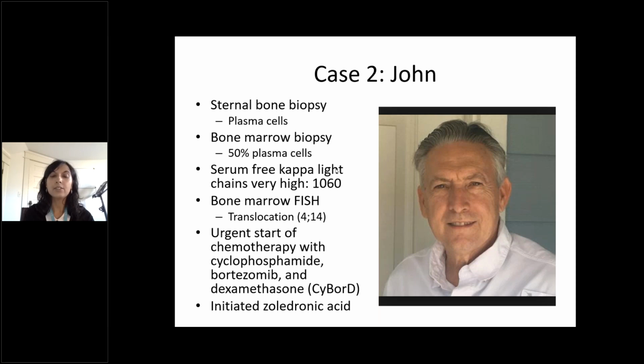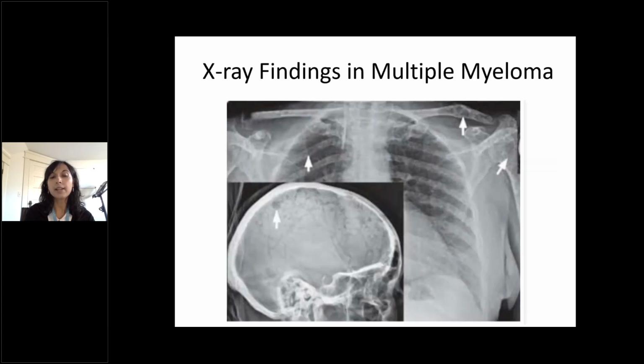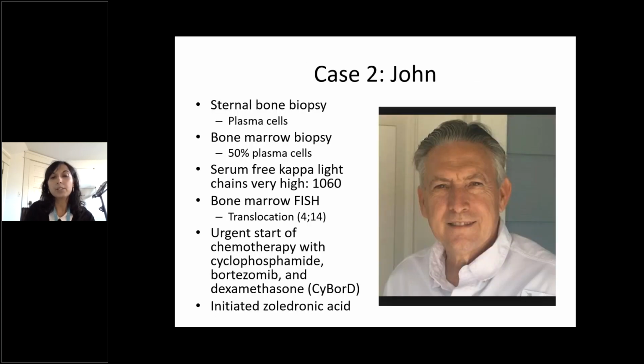And the genetic testing on his bone marrow showed a translocation in 4;14, which puts him in the intermediate risk category. And obviously, because he was quite symptomatic, we got him going on treatment urgently with a common triplet therapy that we use. So a 3-drug regimen called CyBorD, which stands for cyclophosphamide, bortezomib, and dexamethasone. And I'll go into what these treatments are and their mechanism of action. He also started on a bone strengthener called zoledronic acid.